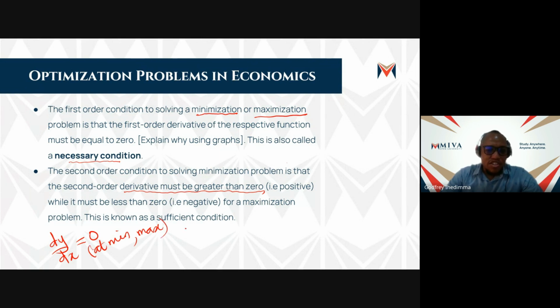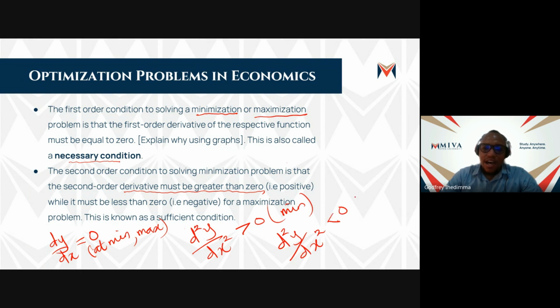But for the second order condition, if d²y/dx² is greater than 0, this is a minimum function. If d²y/dx² is less than 0, this is a maximum function. So here we have the second order condition, second A and second B, while here we have the first order condition. The first order condition is that dy/dx equals 0, whether at minimum or maximum. It applies to both of them.